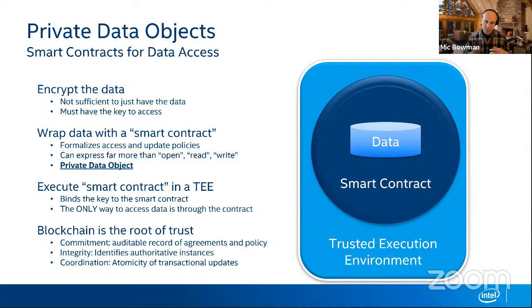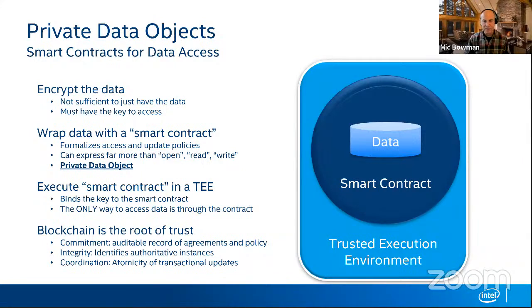So really what it comes down to is private data objects are smart contracts for data access, for confidential data access. As I said before, we encrypt the data. It's not just sufficient to have the data, you have to have the key. The key is placed inside the enclave in a way so that nobody gets access to the key. We wrap the data with a smart contract.